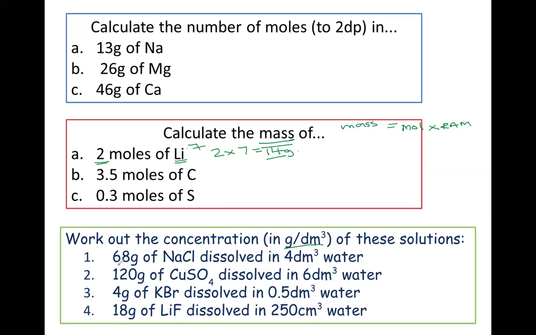Grams per decimetre cubed. So how many grams of my solute have I got? In this case, 68 grams. Divide it by the number of decimetres cubed. So you've got 4 decimetres cubed here. If I put that into my calculator, 68 divided by 4, that should give me 17 grams per decimetre cubed.